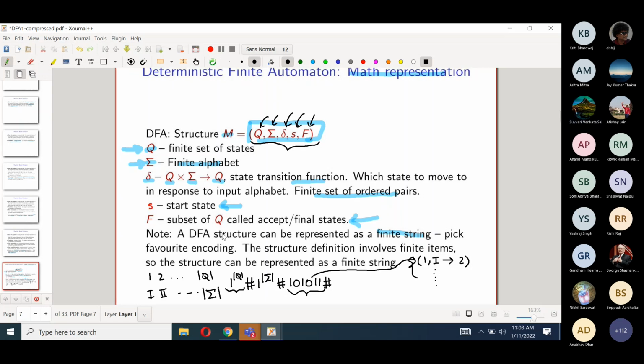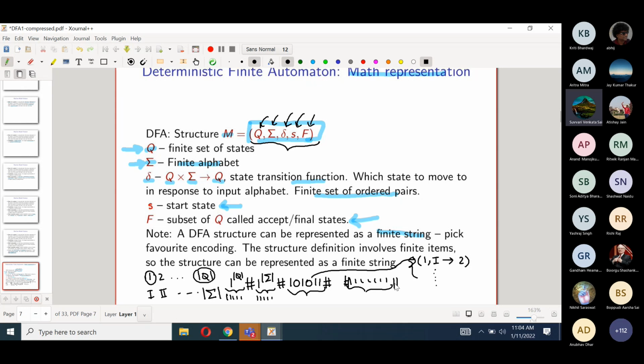Ma'am, can the start state be an element of Q? Yeah, start state is an element of Q. You can also denote that in a particular way. Whichever is the start state, suppose 1 is the start state which you want in your particular description of the machine, then when you come to the portion which reads the start state, you just write a unary string of length mod Q.